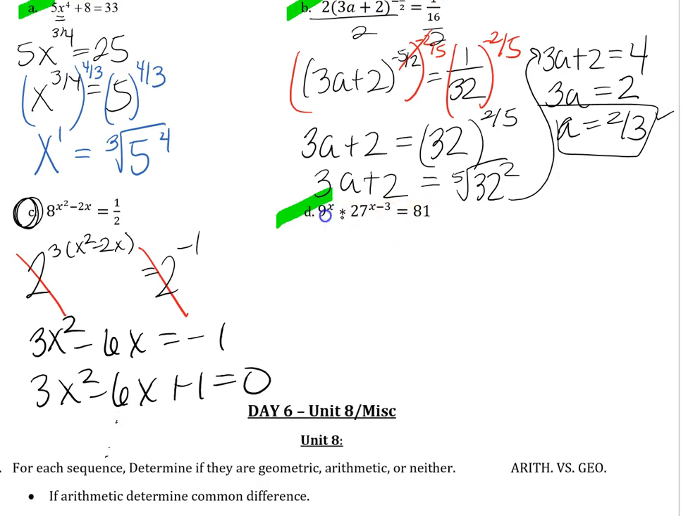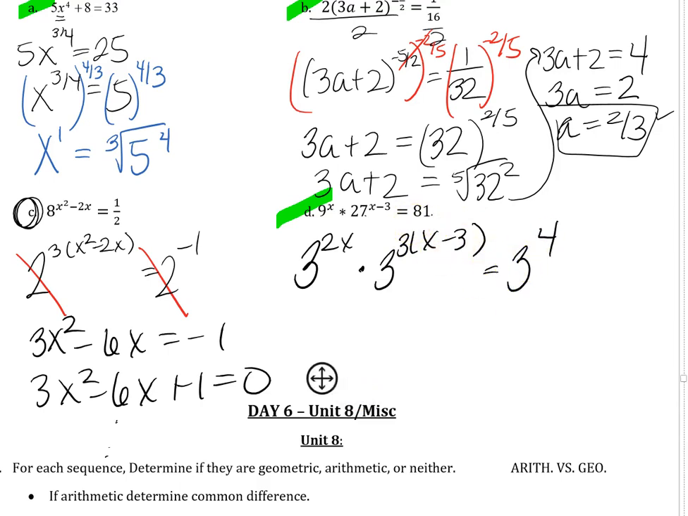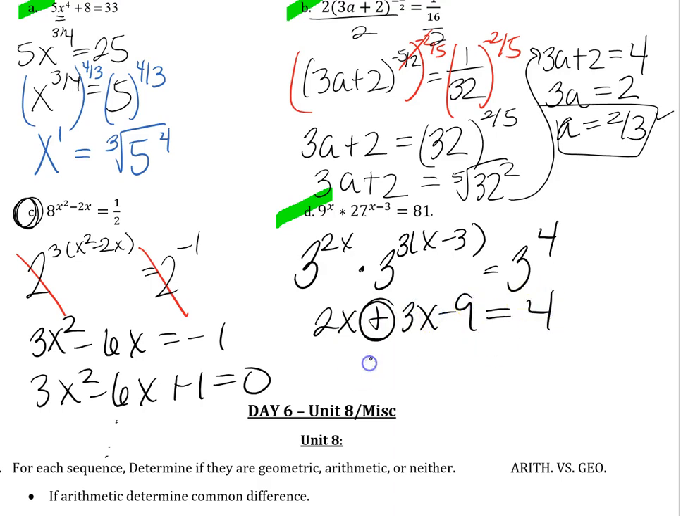Over here, I'm going to get a common base. I'll rewrite 9 as 3 squared. 27 is 3 cubed. 81 is 3 to the 4th. Now when you multiply numbers with the same base, you add the exponents. So this is 2x plus 3x minus 9 equals 4. And I'm getting x equals 13/5. Granted, I didn't make a mistake in my adding anywhere.